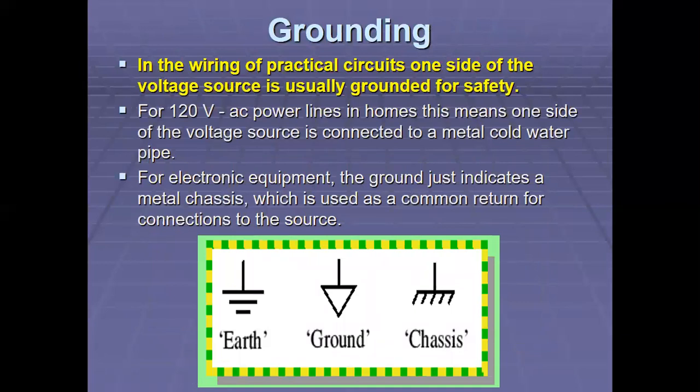Usually for our household, we have to ground the electricity connection and the cable for safety. In the wiring of practical circuits, one side of the voltage source is usually grounded. So how can we do the grounding? There are three types of grounding that can be done. One is connected to the earth, earth ground. Another is through a metal cold water pipe. A metal chassis can also be used.